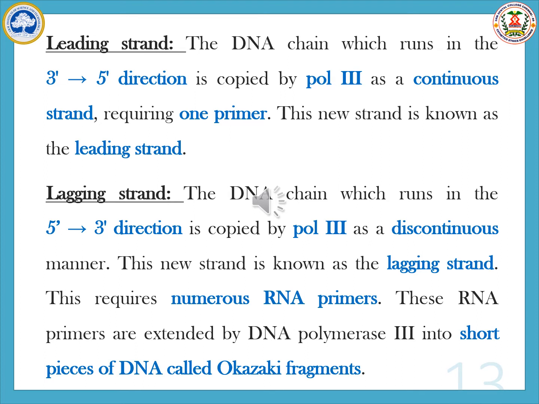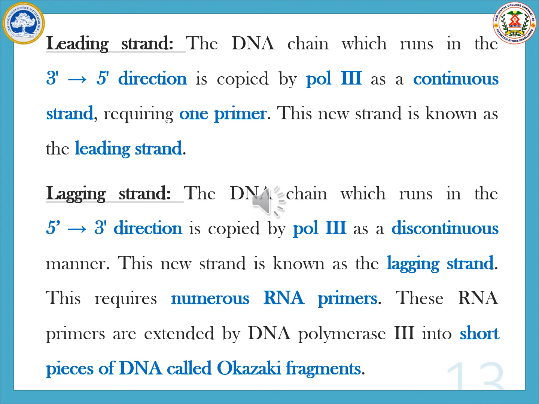Whereas the lagging strand runs from 5' to 3' end, and it is copied by the enzyme DNA polymerase 3 as a discontinuous strand, which requires numerous RNA primers. So the RNA primers extended with nucleotide bases by the DNA polymerase are called short pieces of DNA, which are referred to as Okazaki fragments. So the lagging strand consists of Okazaki fragments, whereas the leading strand does not contain Okazaki fragments. Okazaki fragments are nothing but short pieces of DNA produced using the RNA primers, where the DNA polymerase 3 adds the nucleotides to it.